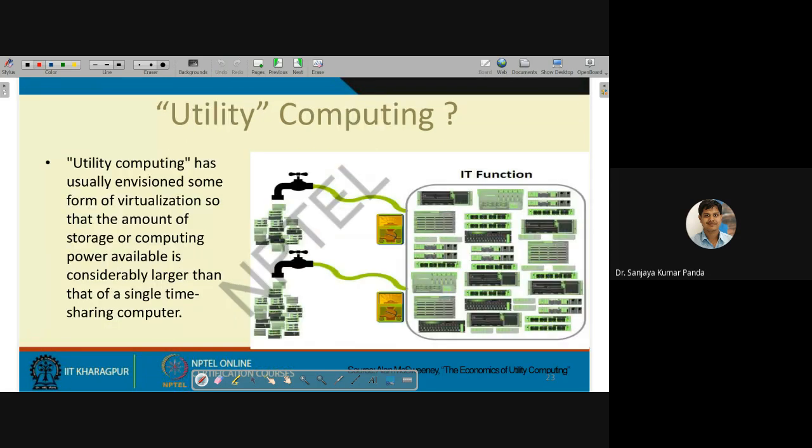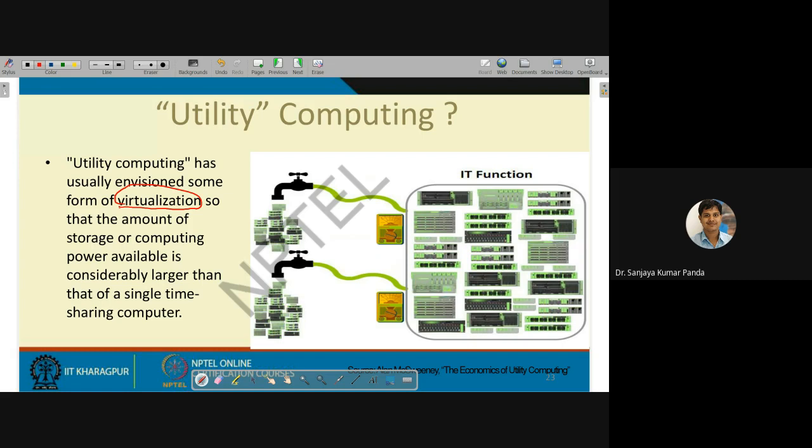Now, here you can see it has given the example of utility computing. It has usually envisioned some form of virtualization. Virtualization means utilizing the physical resources in the form of virtual machines. We have physical machines, but we create virtual machines on top of them to utilize the resources available in the physical machine, for which we use a technology called the virtualization technique. I'll tell you more about the virtualization technique in later classes.